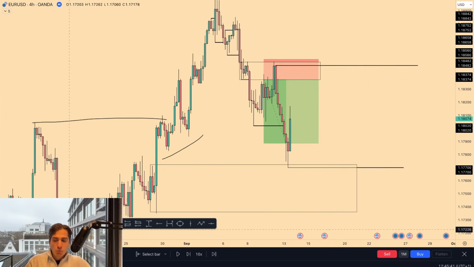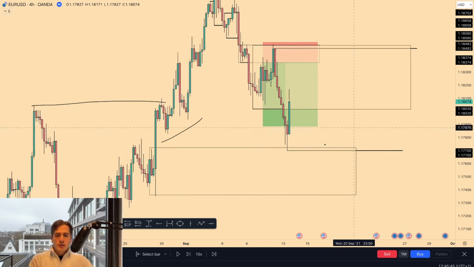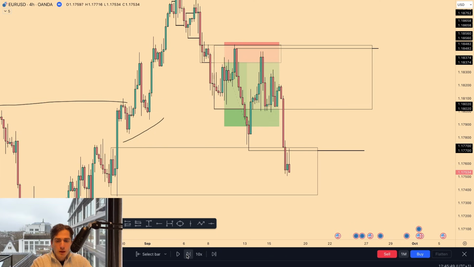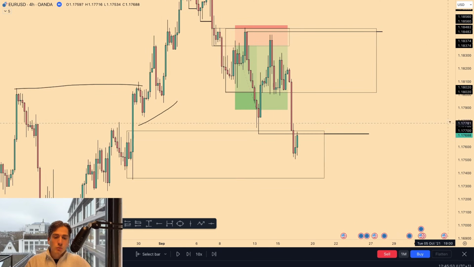Then again, we get a pullback into where? Towards the overall supply zone over here. And then what happens after? We get a retracement all the way up into premium. And then from there, we see a sizable retracement back towards the downside.